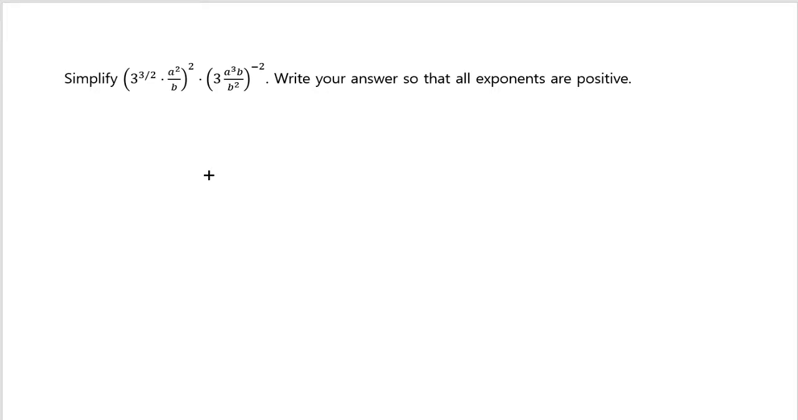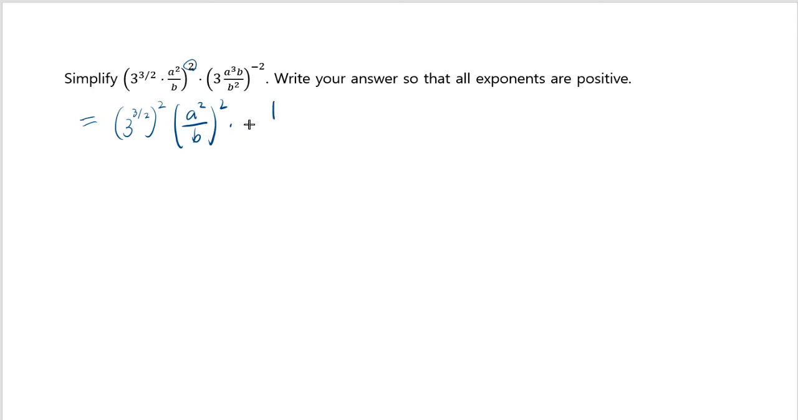Now let's try to apply the exponential rules to simplify given expressions, such as these. So when you have a square, that means this is multiplied by itself twice. So that would mean that 3 to the 3/2 power would be squared, and also a squared over b would be squared. On the other hand, if you have a negative 2 power, that means it's the reciprocal, right?